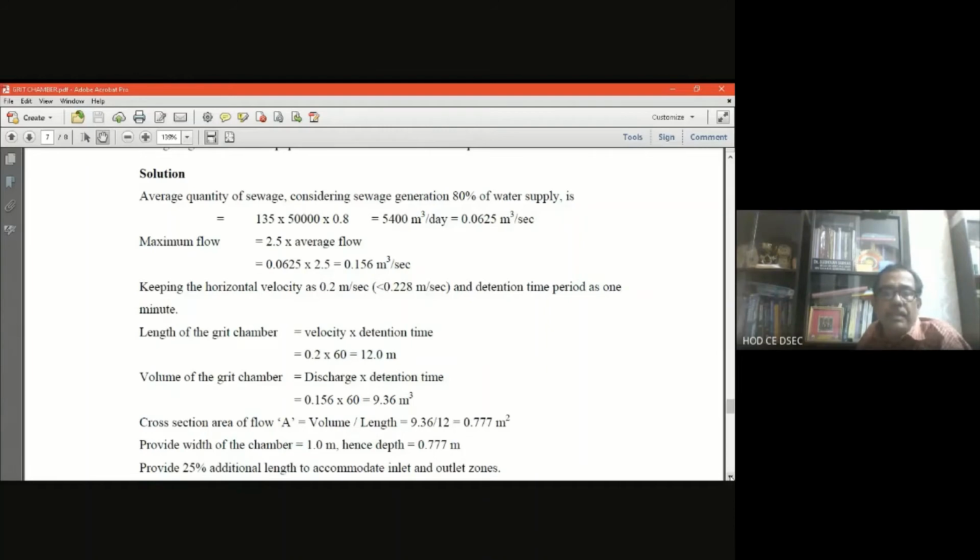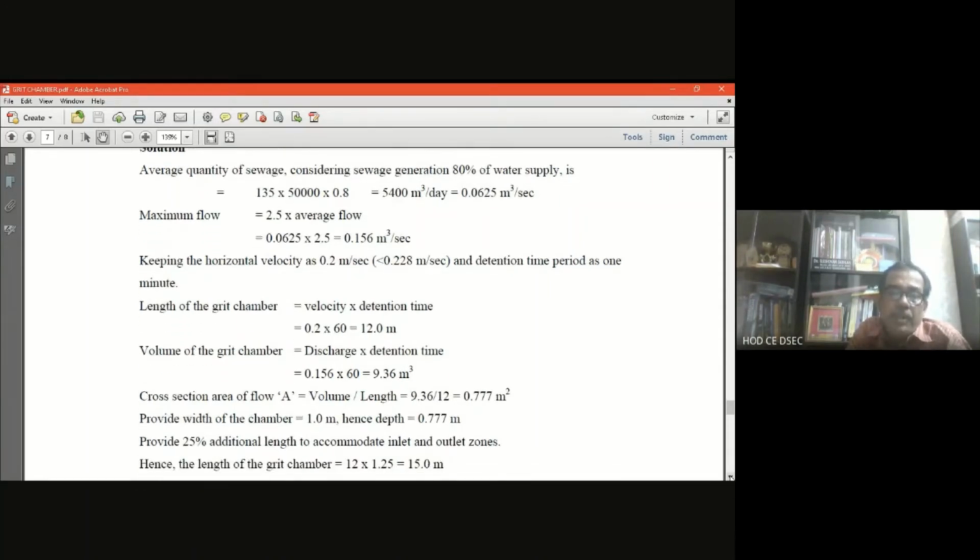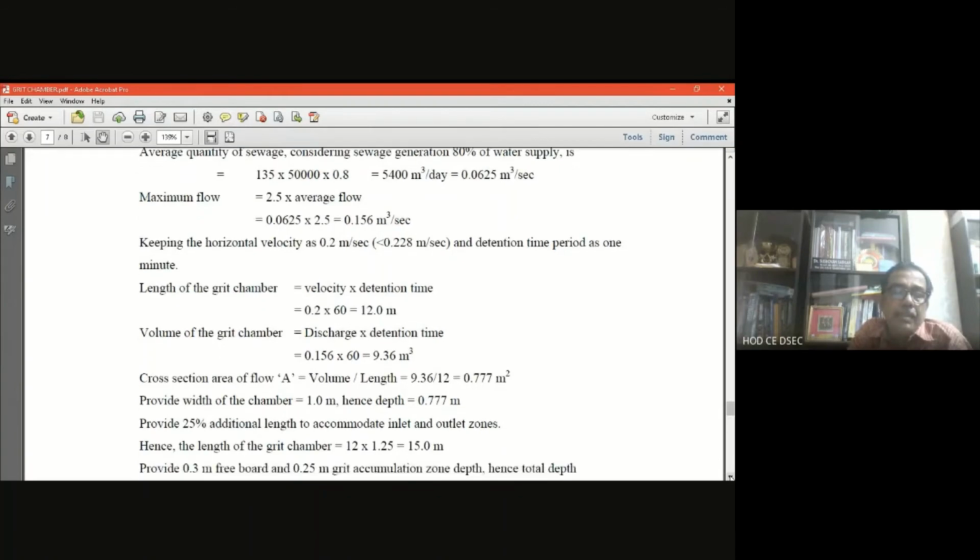Now the width of the chamber assumption was also there, 1 meter you can assume. Hence the depth of the flow, you can consider the depth of the water is area divided by width, that is 0.777 meter. So this is the portion of the length for the settling zone I am talking about.